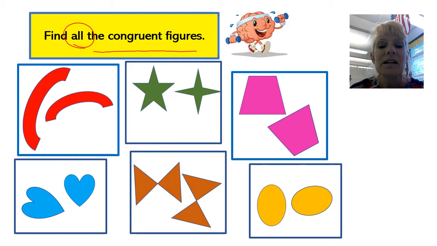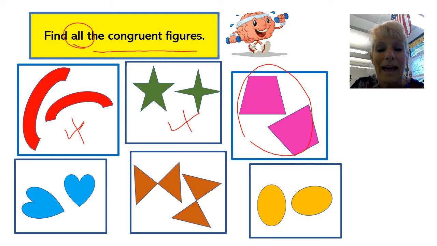Okay, to be congruent, you need same shape, same size. Here I have the same shape, but not the same size. So that means that's not congruent. Here I have the same size, but not the same shape. That is not congruent. Here I have the same shape and the same size, so that is congruent.